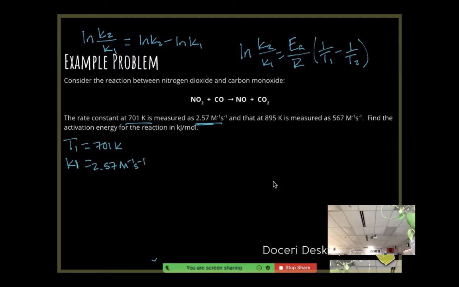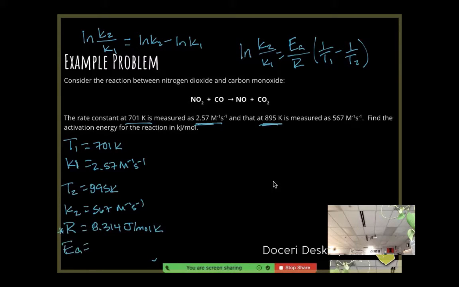And then we have another experiment at a different temperature. So this was at 895 Kelvin. And this K value was 567 s to the -1. So the R is going to be a constant. That one's always going to be given, and you'll always have that. So 8.314 joules per mole K. And then what we're looking for is the activation energy.